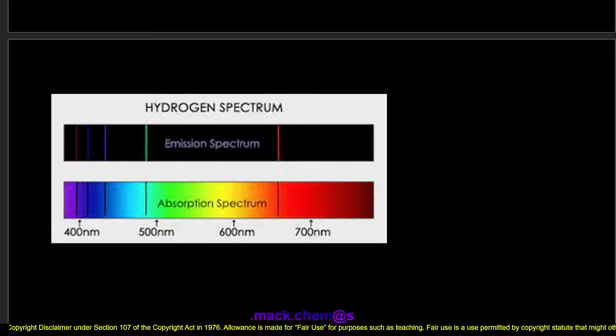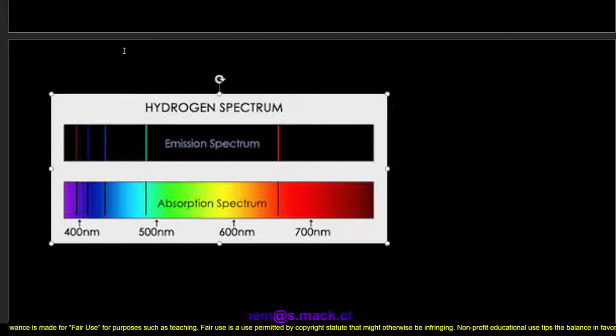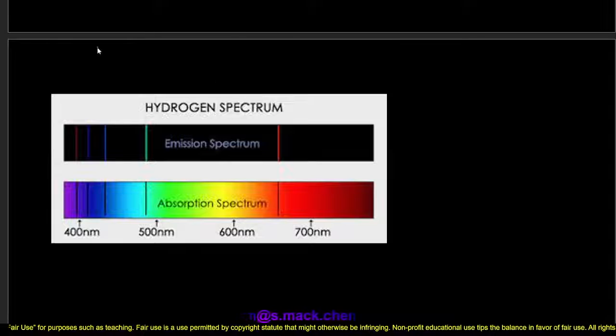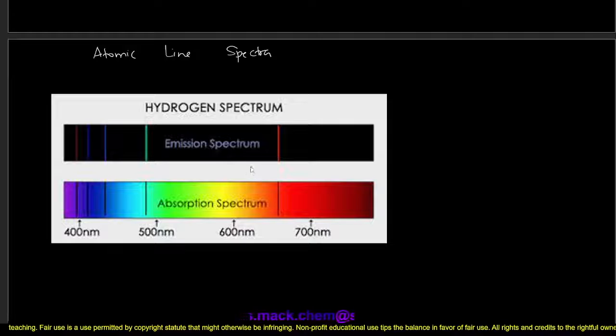We are looking at the hydrogen spectrum. These are the two atomic line spectra formed by the element hydrogen. One is the emission spectrum, one is the absorption spectrum.